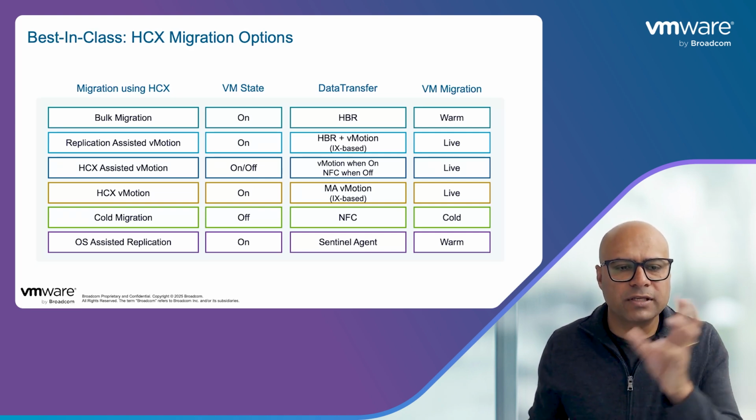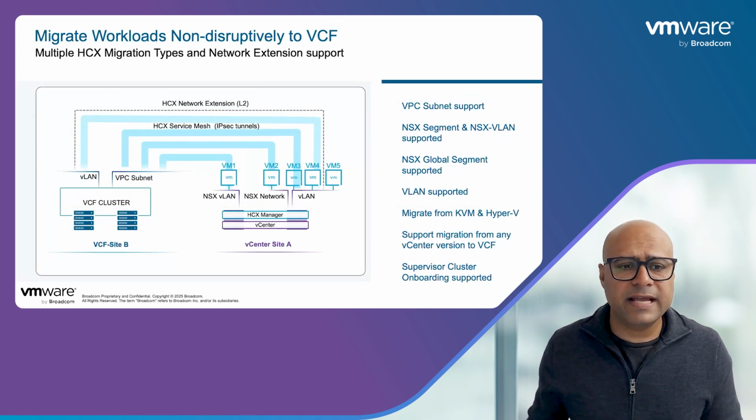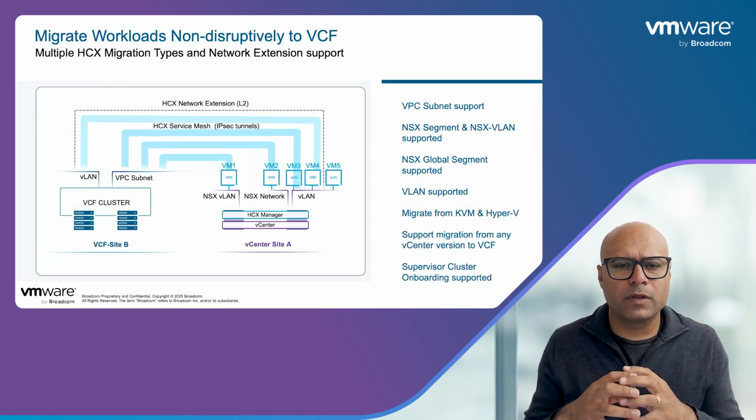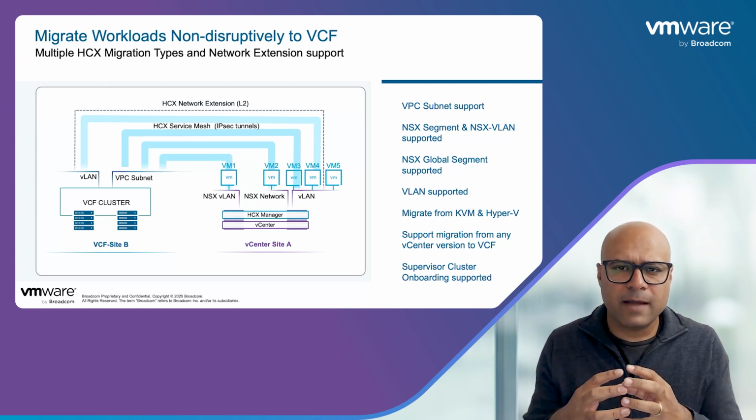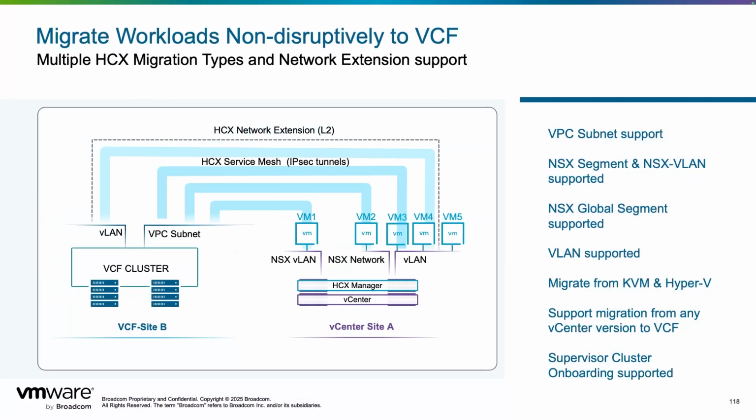So these are the migration types we have. And next, let's recap some of the HCX capabilities we talked about, and some of the network support we have. It's shown here on the right side, and we will go over some of the common use case scenarios by animation.